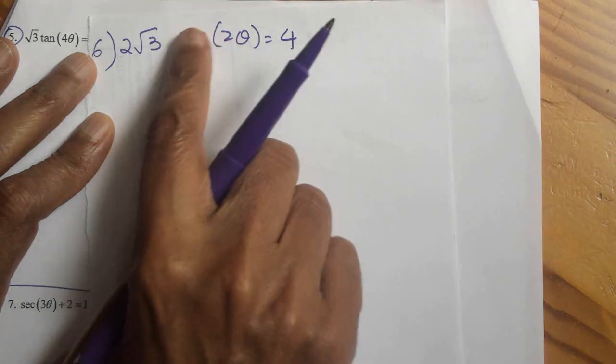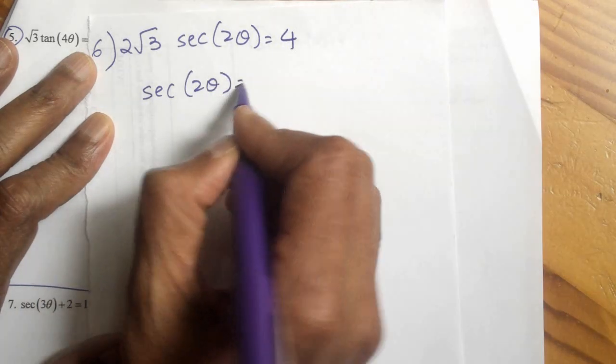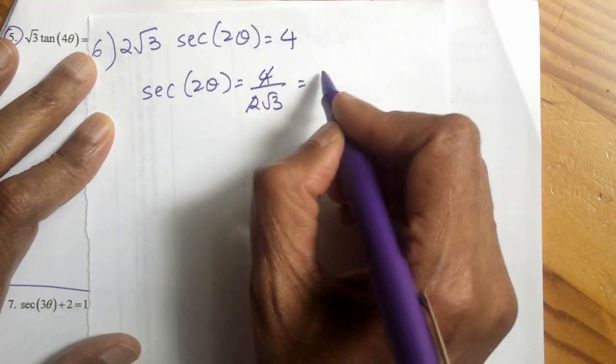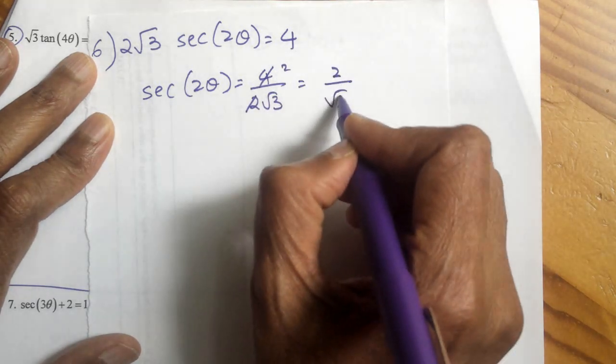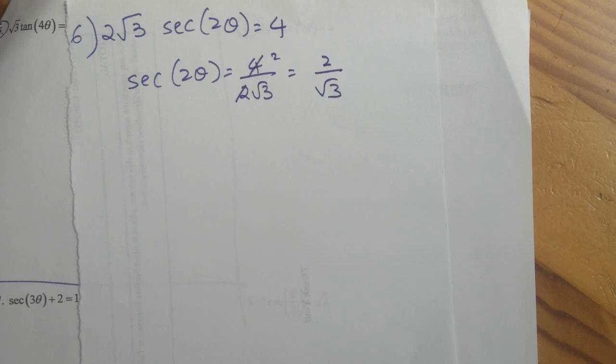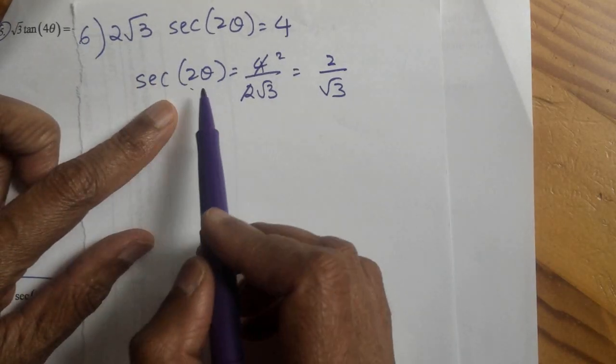So I need to get the term that contains theta by itself, so secant 2 theta equals 4 over 2 square root of 3. These two simplify to 2 square root of 3. For now just let's leave it. Do not rationalize the denominator. You know why? Because we're working with secant 2 theta. I don't have secant 2 theta on my unit circle.